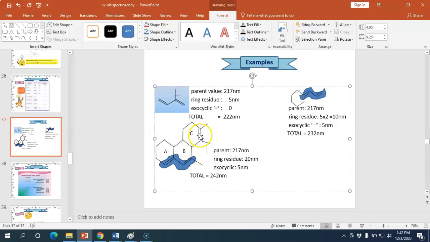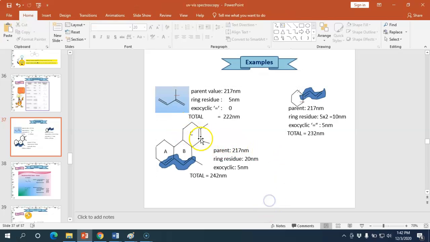We cannot include this double bond, because this double bond is separated by two single bonds. So it is not valid. It's invalid, right? Okay, now the parent value is 217.